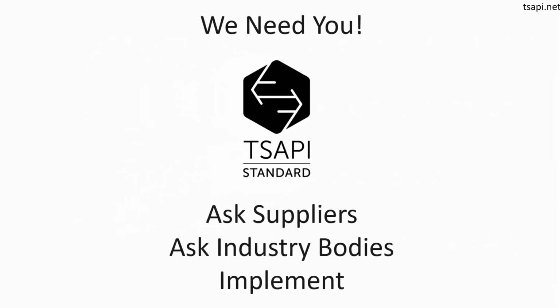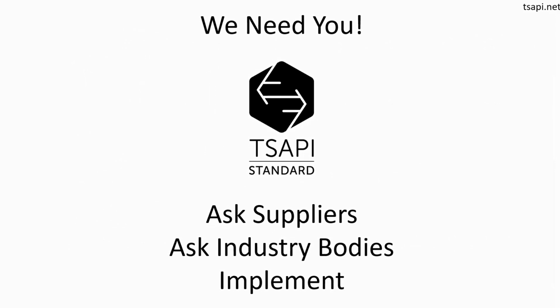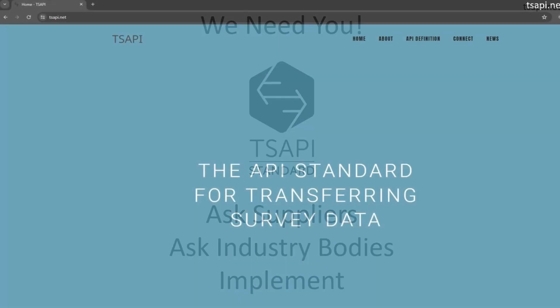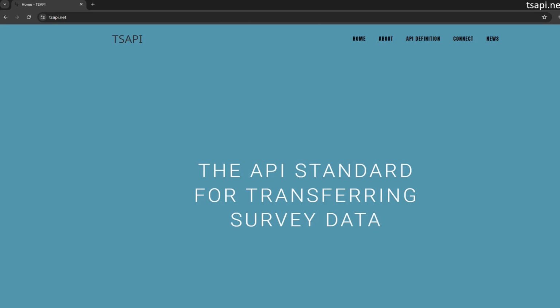So, if you're a platform vendor, I would encourage you to find out more and start implementing the standard in your software. If you're a software buyer or a software user, please ask your vendor to implement the TSAPI standard. Survey data is human insight, and with all the disruption and innovation happening through AI at the moment, it's vital that we get our data into a universal format ready to connect. TSAPI is that format. Find all the resources you need on the TSAPI website at tsapi.net.